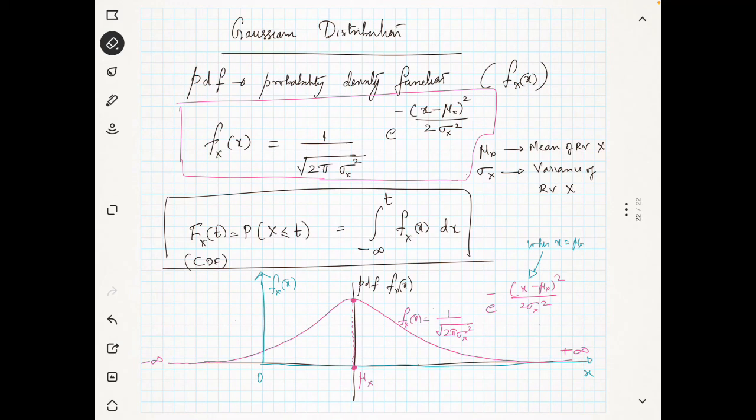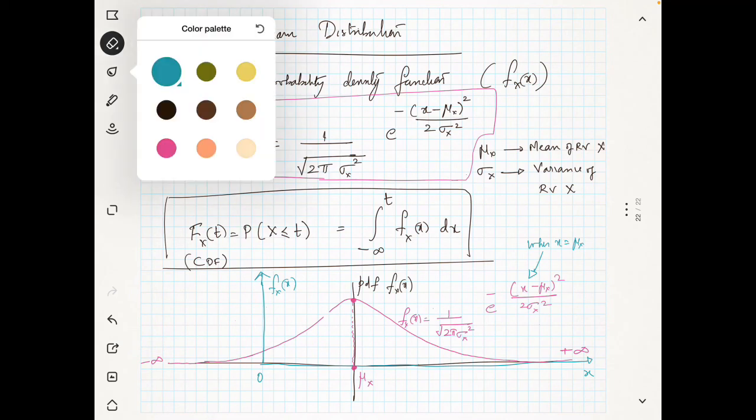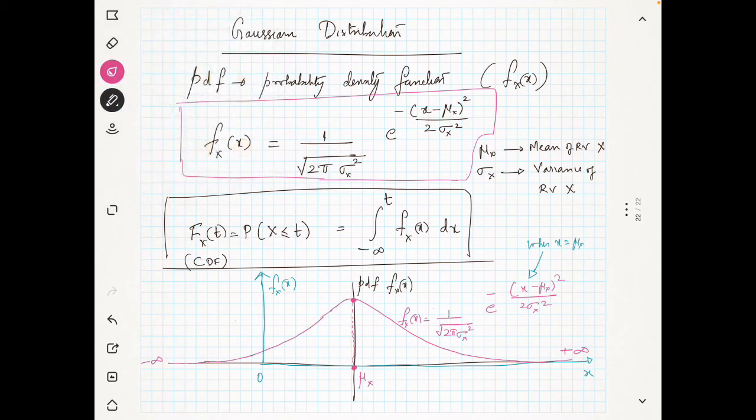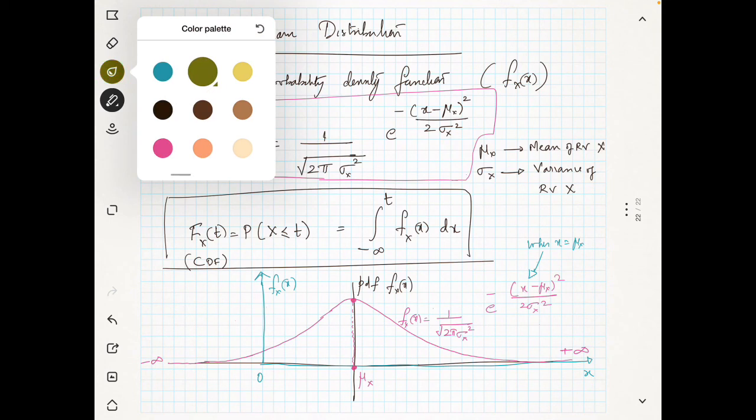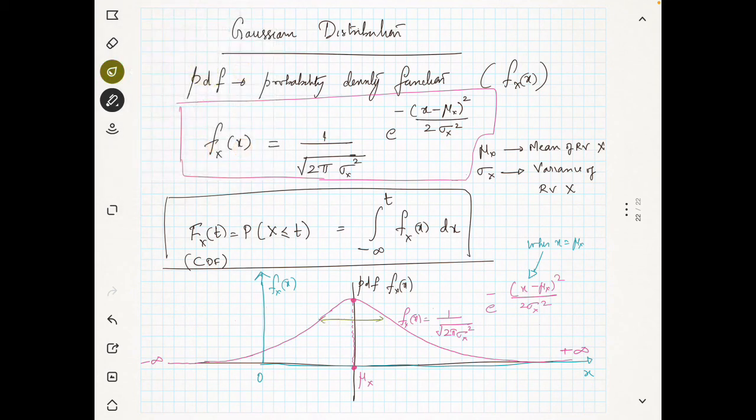And the spread, we will call this the spread of the random variable. I will show you, this is the spread. Actually the spread is nothing but the standard deviation sigma_X. So the spread depends upon sigma_X squared. I will show you different graphs anyway.